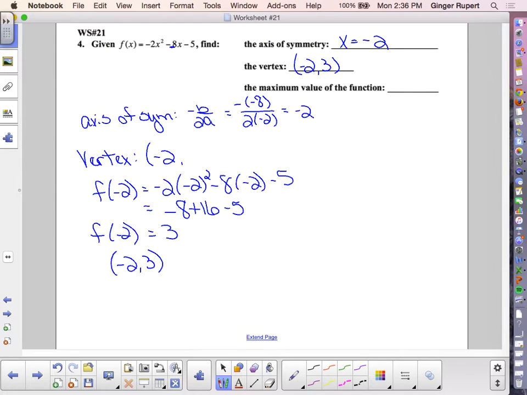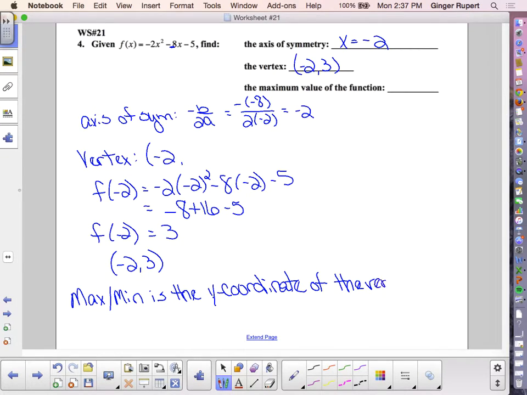So then it asks for the maximum value of the function. Remember, the maximum value is the y-coordinate of the vertex. The max or min is the y-coordinate of the vertex. So in this case, the maximum value is 3.